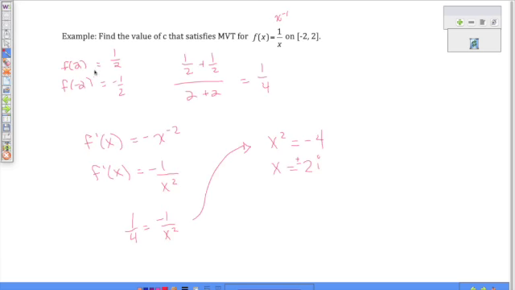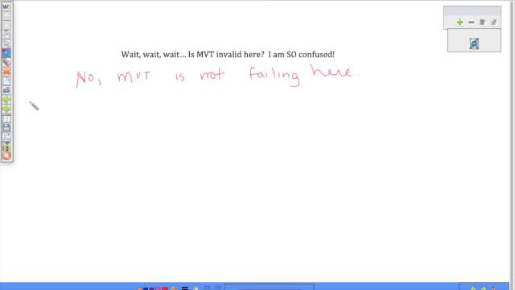What's wrong here is that this interval, the function is not continuous on this interval, right? We know that this function does not exist at x equals 0. So mean value theorem just doesn't apply here. You can't apply mean value theorem if the function is not continuous. So mean value theorem is not failing here. It just doesn't apply here. You can't use it because the function is not continuous on this interval. MVT is not failing here. The function is not continuous.